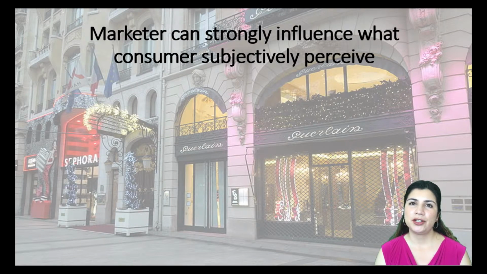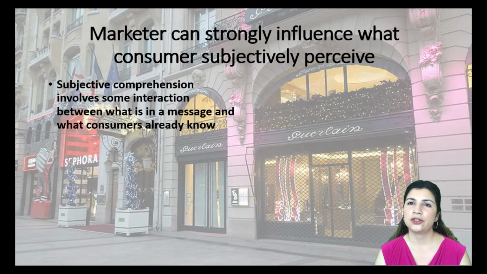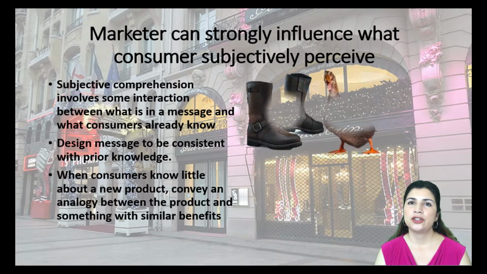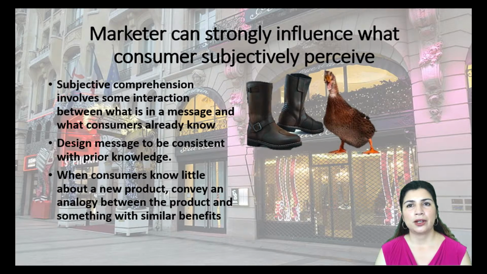Subjective comprehension involves some interaction between what is in a message and what consumers already know. As a result, a marketer can strongly influence what consumers subjectively perceive by designing a message to be consistent with the consumer's prior knowledge. When consumers know little about a new product, marketers may be able to convey information effectively by drawing an analogy between the product and something with similar benefits. For example, the marketer may try to communicate the idea that a particular brand of boots is waterproof, soft, and lightweight by using the analogy of a duck.